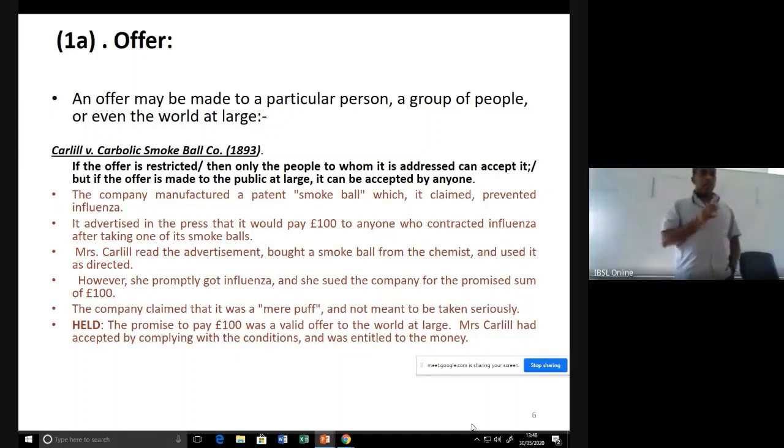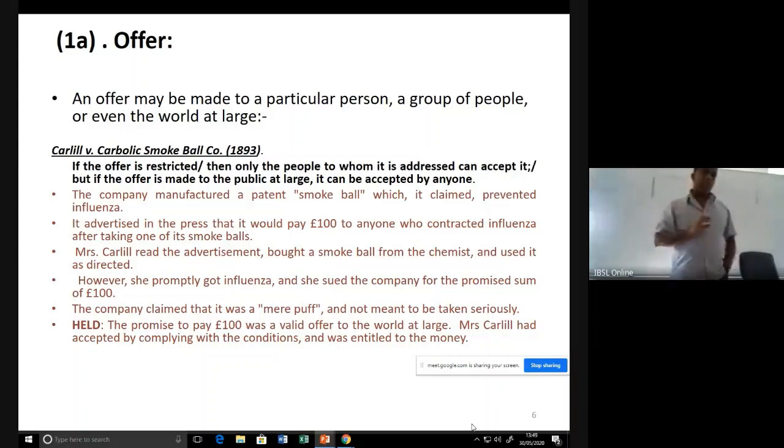So they said this promise is not addressed to Mrs. Carlill. So therefore, Mrs. Carlill can't accept it. So even if she accepted, there is no agreement there. So therefore, she can't ask for money. That's one argument.